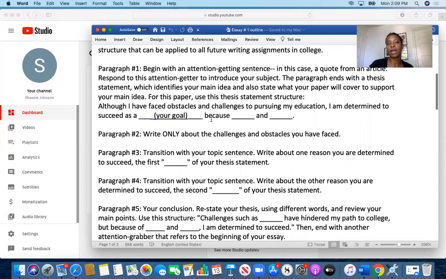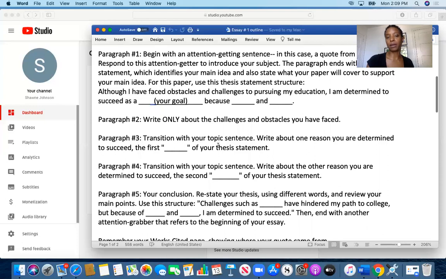My second paragraph, I'm just pulling down from my thesis. So I'm writing only about the challenges and obstacles I face, right? Whatever those challenges and obstacles are, be it family, be it friends, be it just life circumstances, a string of bad luck, whatever the case may be. But I'm pulling down from that first blank in the thesis.